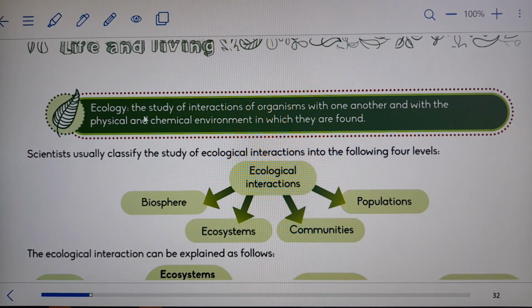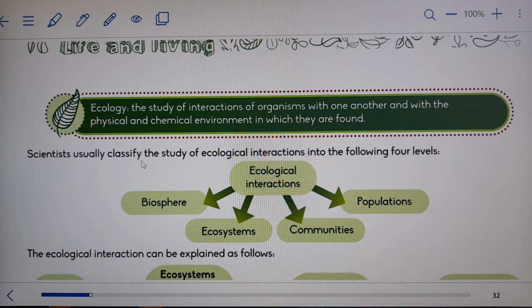They say ecology is the study of interactions of organisms with one another and with the physical and chemical environment in which they are found. If you have to define ecology, you say that ecology is the study of interaction of organisms with one another, and with the physical and chemical environment in which they are found.